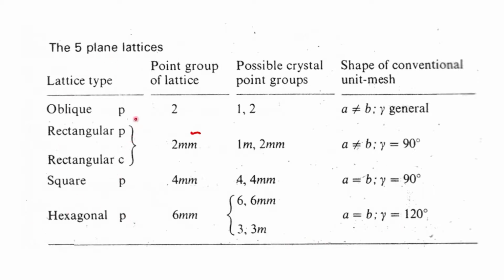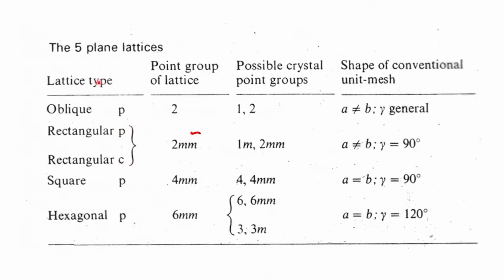The small p and the small c tell us that these now belong to 2-dimensional lattices. P represents a total lattice point of 1, C represents a total lattice point of 2. So the number of lattice points in a rectangular C is 2. The point group symmetry is different from the number of lattice points in the lattice.